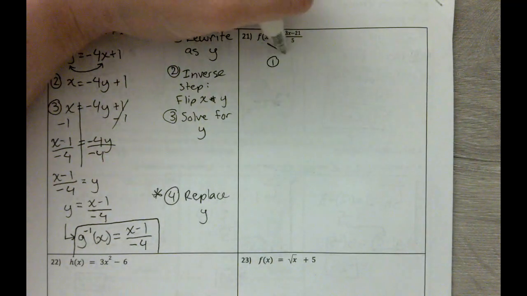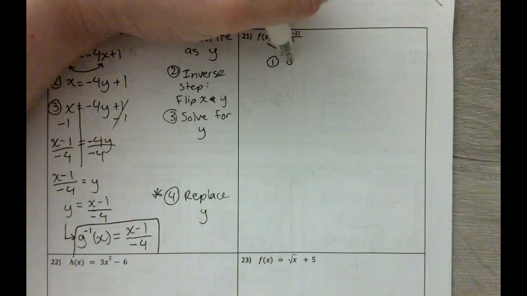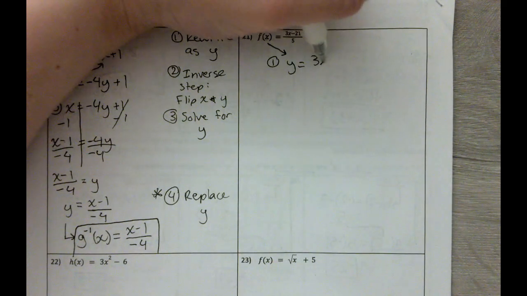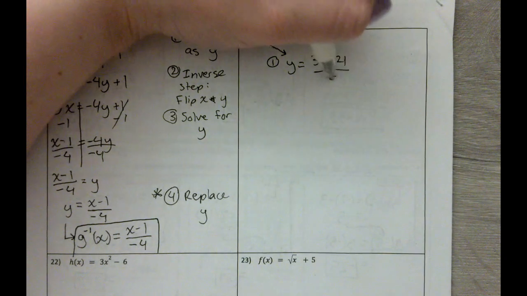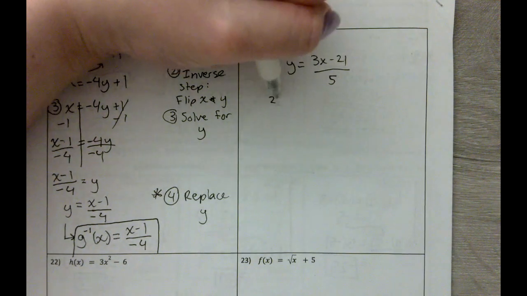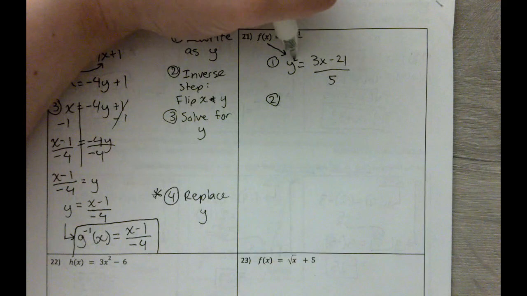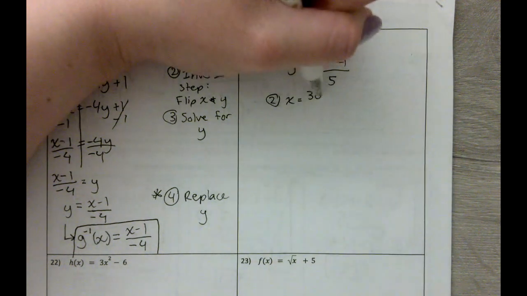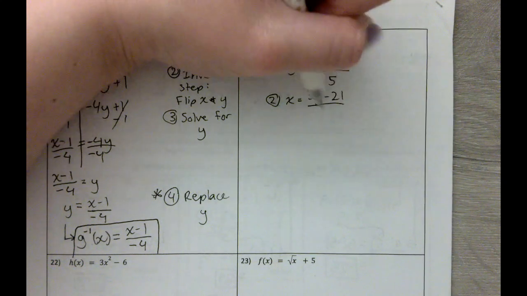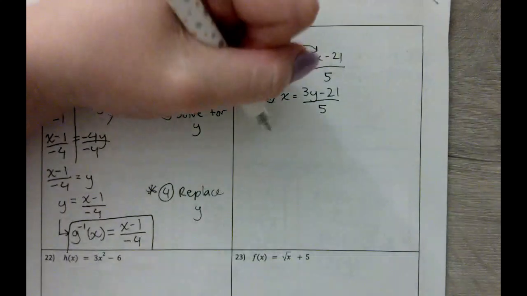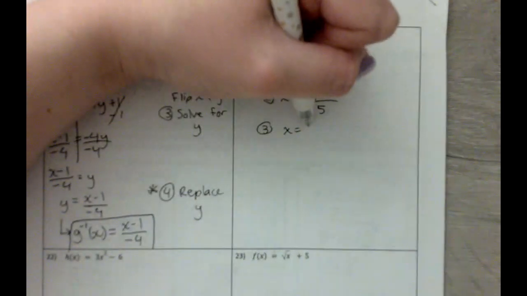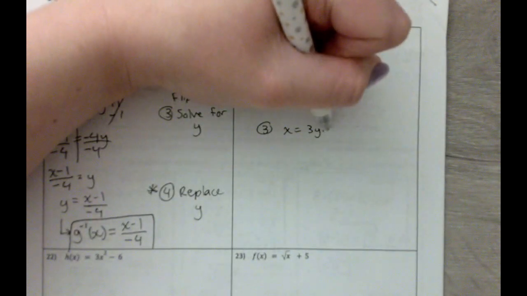First step, replace, this time we have an f of x with y equals, bring the rest down, 3x minus 21 over 5. Step 2, we need to do the switch, do the inverse step. X equals 3y minus 21 over 5. Step 3, we start solving. X equals 3y minus 21 over 5.